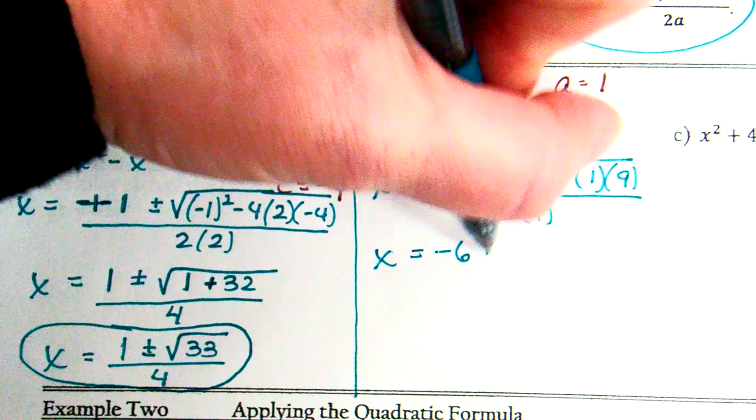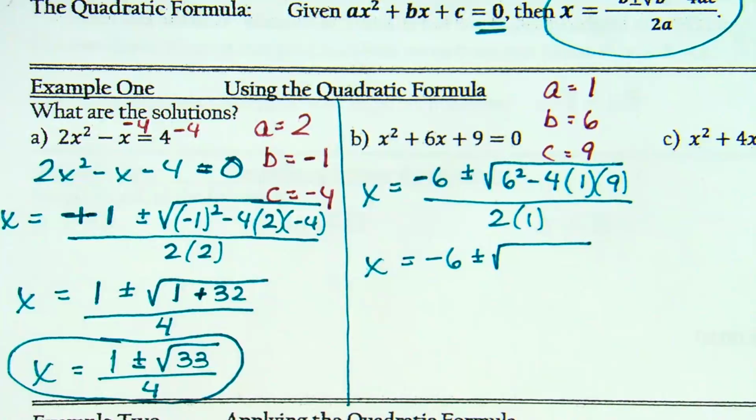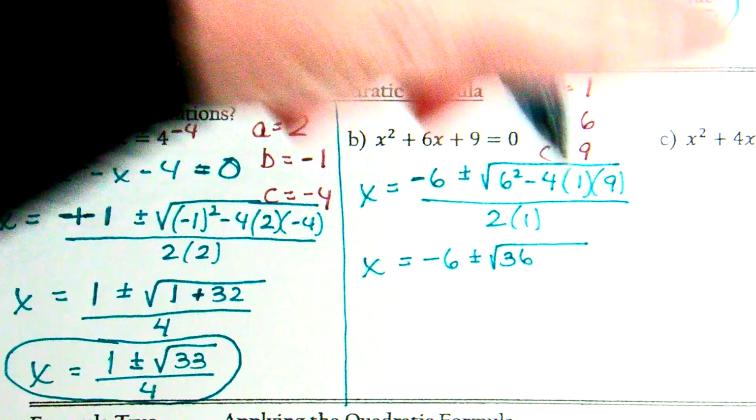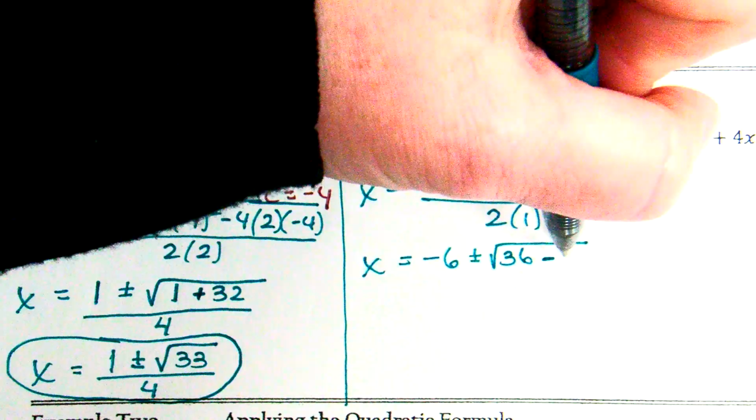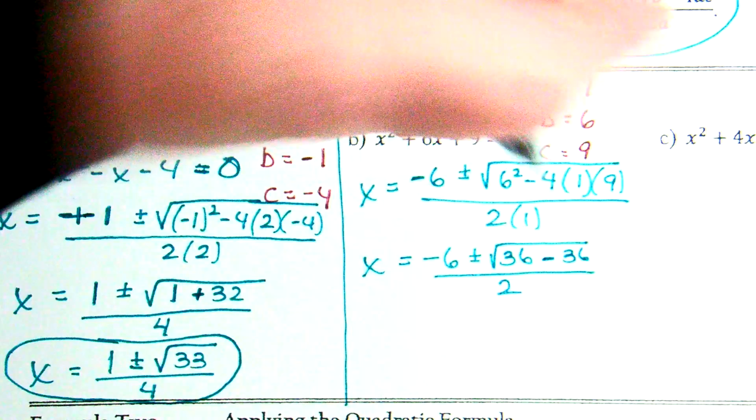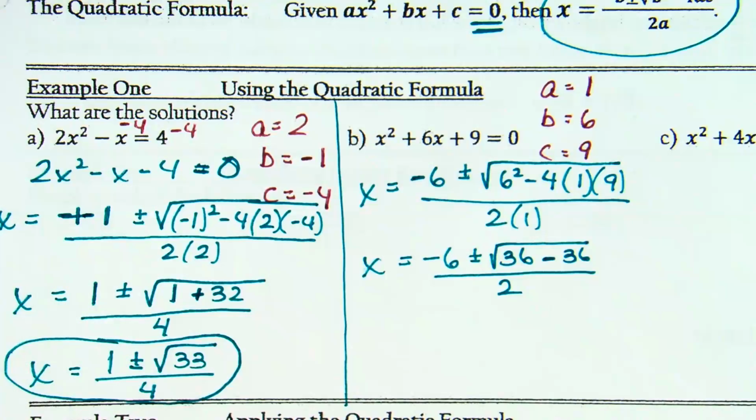So negative 6 plus or minus. What's going on under that radical? Do your squaring, do your multiplying. So what's 6 squared? 36. Minus, what's 4 times 1 times 9? 36. All over 2. Now again, if you want to go ahead and kind of skip that middle radical step. What's under the radical next time we go through this? 36 minus 36 is 0.